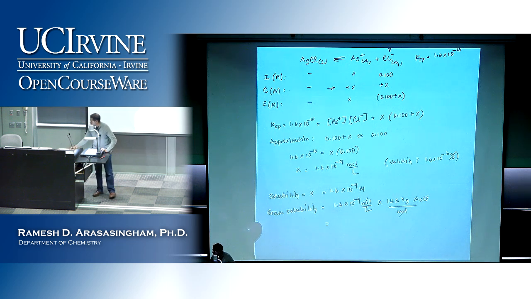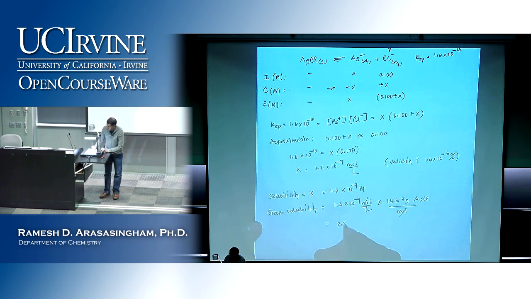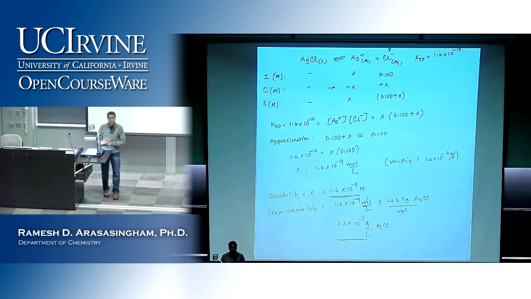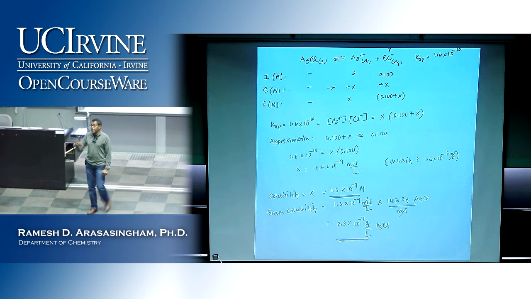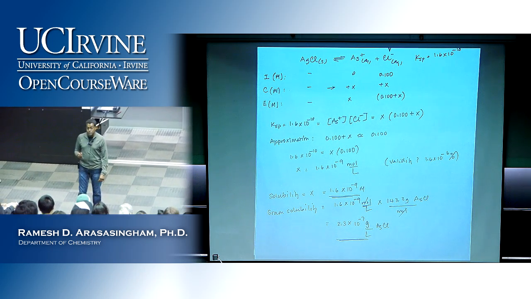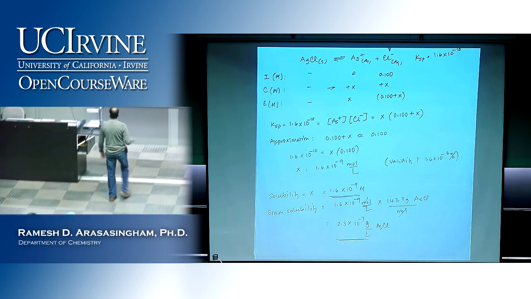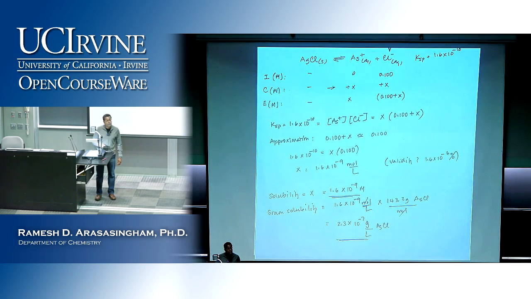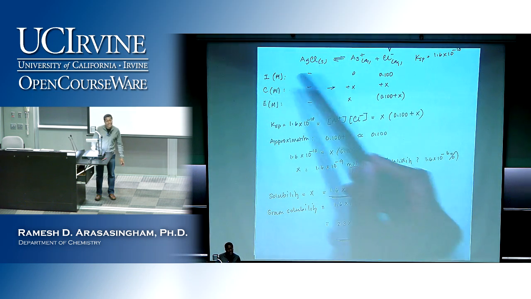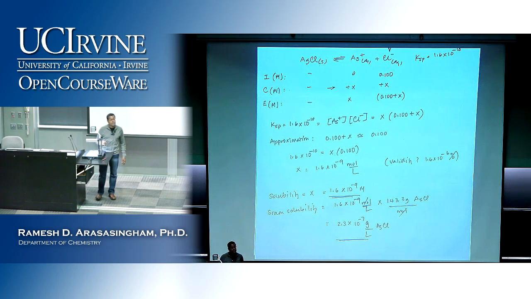And so if you calculate gram solubility, that comes out to be 2.3 times 10 to the negative 7 grams per liter silver chloride. All right, so its molar solubility would be that. Its gram solubility would be that. Now, one of the things that we predicted was the effect of adding a common ion is that the solubility decreases, because when you add a common ion like chloride, the system is going to respond by shifting to the left, and so solubility decreases.